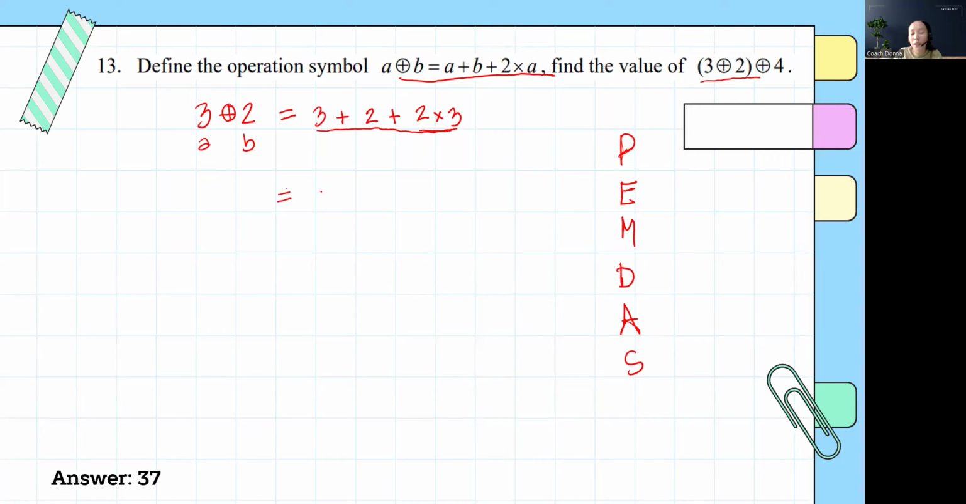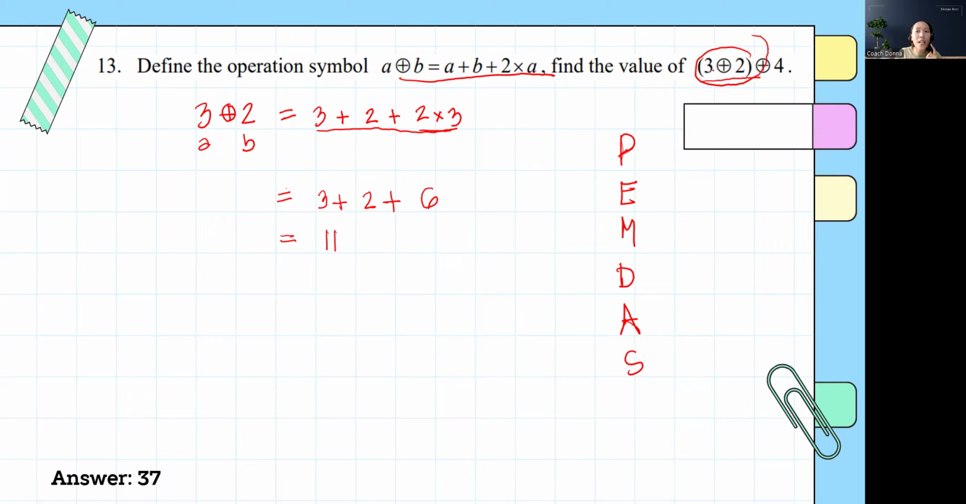So we have 3 plus 2 times 3. 2 times 3 is 6, right? So 6 plus 2 plus 3. Next to multiplication is division, but there's no division. Next to division is addition, and we do have addition. So we will have to add. 3 plus 2, that's 5, plus 6, that's 11. So 11 is the answer for this part right here, for the 3 symbol 2.